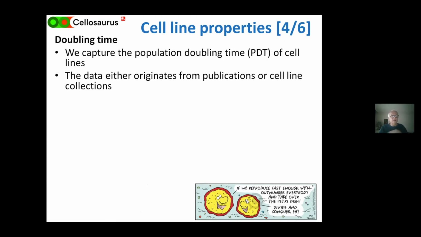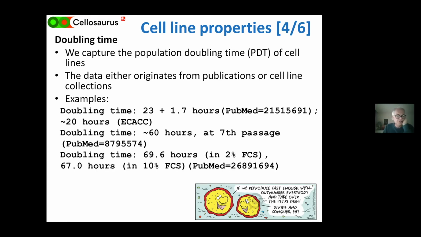So we capture the population doubling time of a cell line, and it originates from either a publication or a cell line collection. So it's generally in hours or days. Sometimes here is just an example with hours, but it could be a number of days also. We should give an example with days instead of hours. So we'll beef up this example.